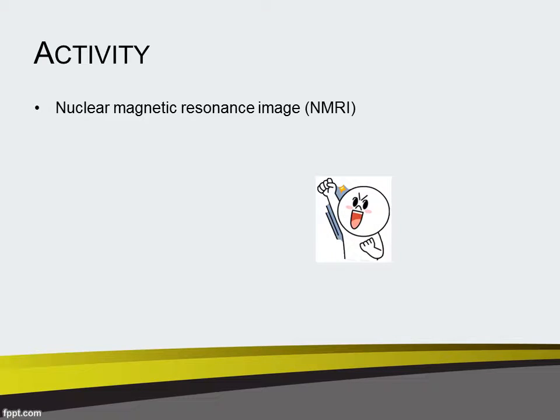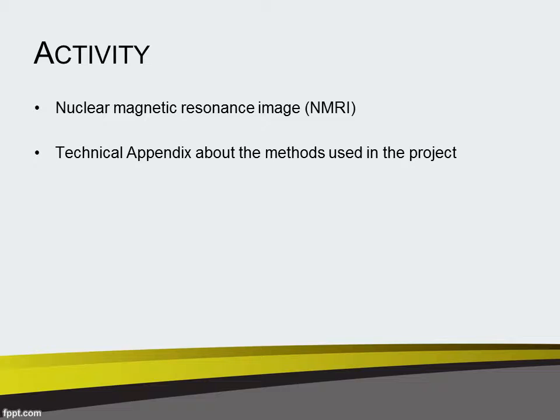Yeah, you're right. It is an RDO. So, NMRI is a medical imaging technique used in radiology to visualize detailed internal structures such as the heart, brain, muscles. Next, technical appendix about the methods used in the project. Is it a data object? No, it's not. So, a technical appendix is an ancillary to the research data that was created as part of the research process.